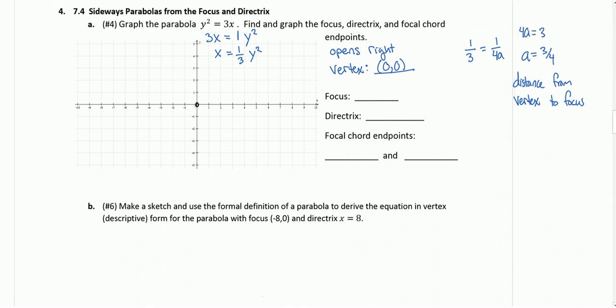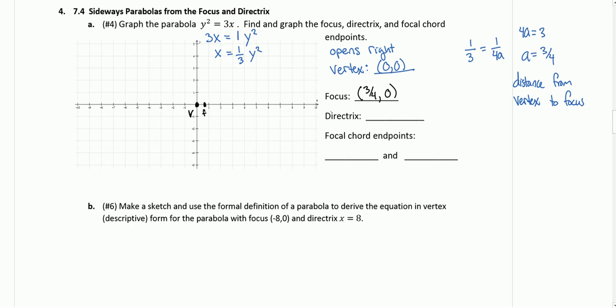Okay, so we have some information to start our graphing. So the vertex is at (0, 0). The focus is in the direction that it opens. We said we're opening to the right, so we're going to go to the right of the vertex 3/4. So it's pretty close to 1. 3/4 is between 0 and 1. There's our focus. The location of that focus is 3/4 to the right. That's our x value, 0 for y.